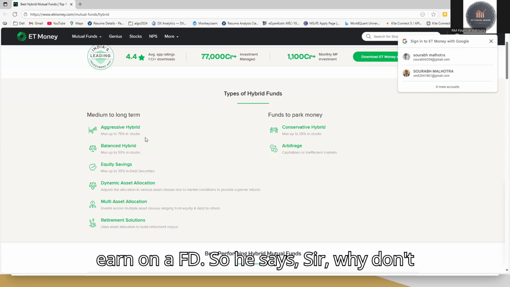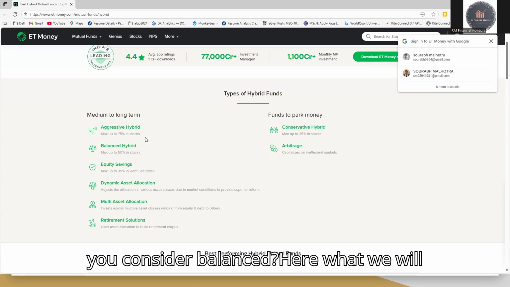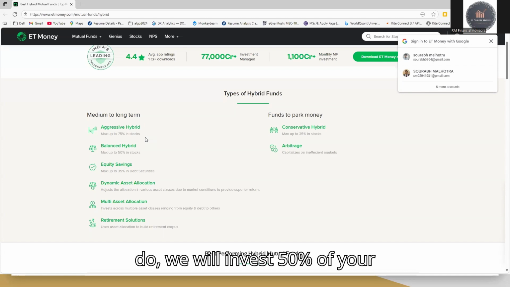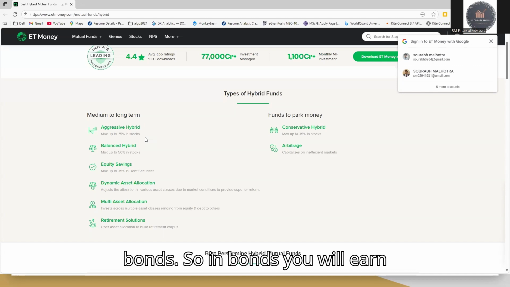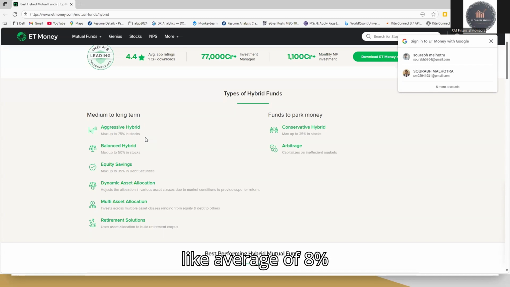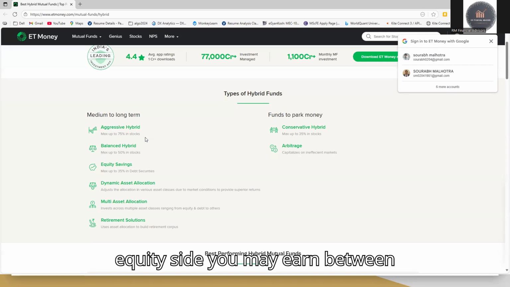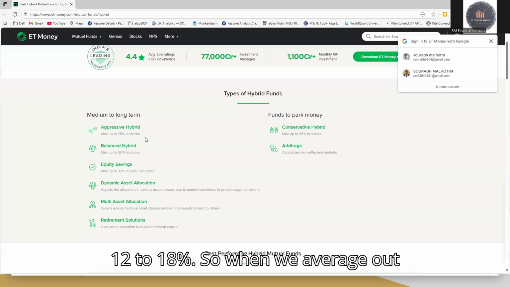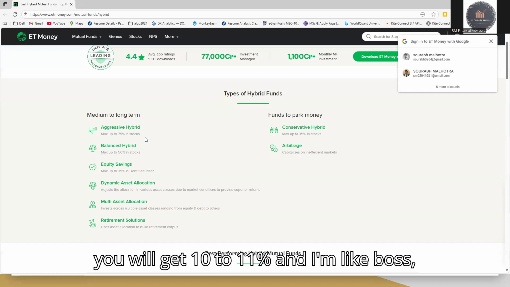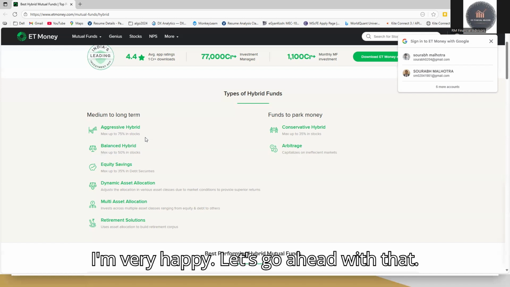So he says, sir, why don't you consider balanced? Here, what we will do, we will invest up to 50% of your money onto stocks and up to 50% onto bonds. So in bonds you will earn an average of 8% to 10%, a band maybe, and on the equity side you may earn between 12 to 18%. So when we average out you will get 10 to 11%. And I'm like, boss, I'm very happy, let's go ahead with that.